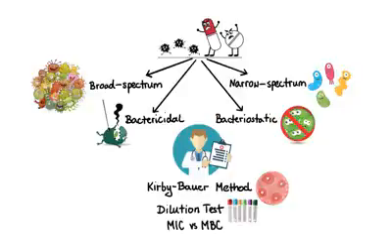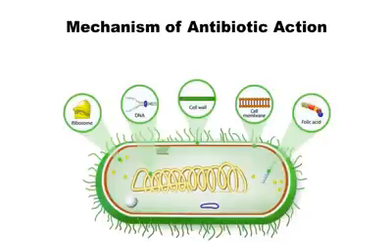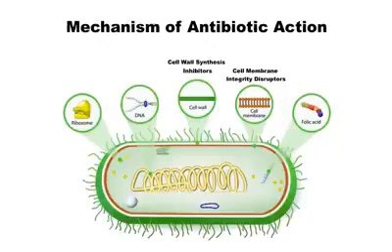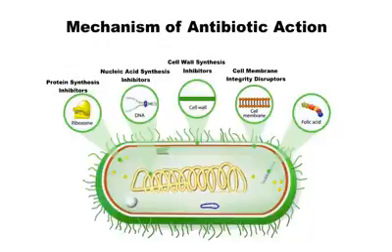Now let's dive a little deeper and take a closer look at how antibiotics work. So based on their mechanism of action, antibiotics can be divided into 5 broad categories. Number 1, cell wall synthesis inhibitors. Number 2, cell membrane integrity disruptors. Number 3, nucleic acid synthesis inhibitors. Number 4, protein synthesis inhibitors. And number 5, metabolic pathway inhibitors.